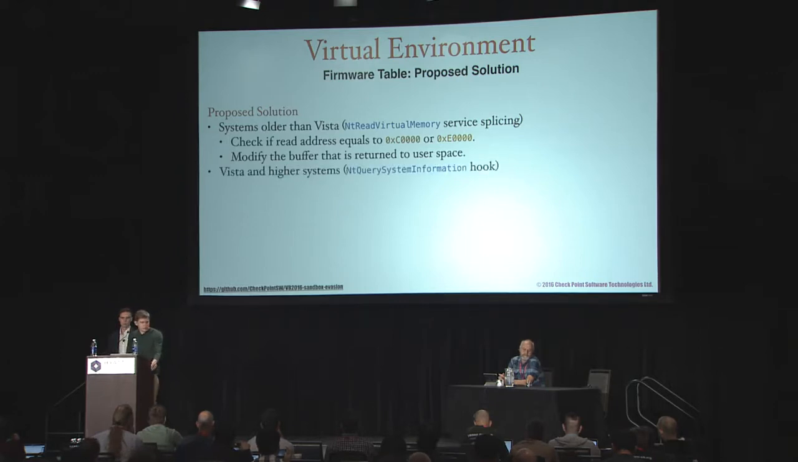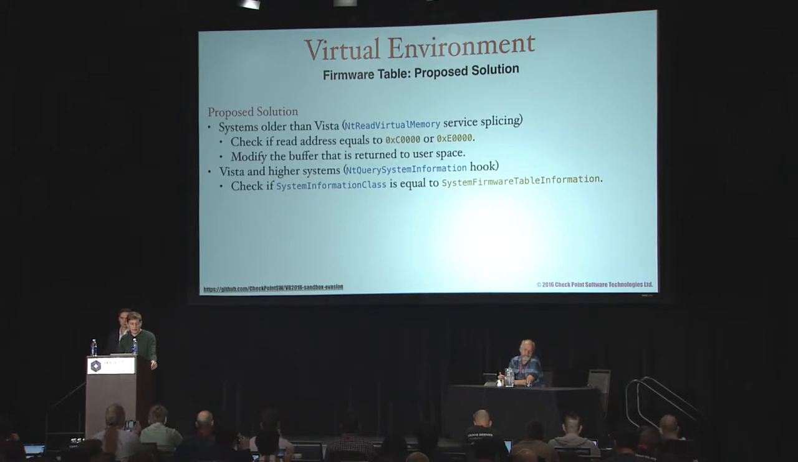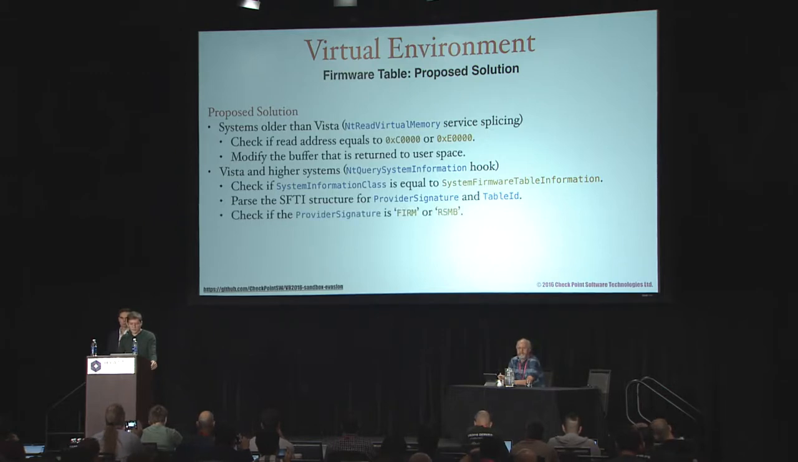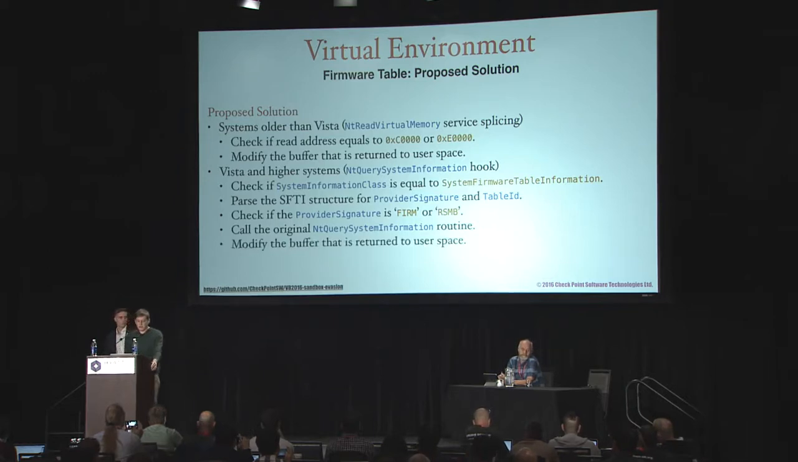On Vista and higher systems, we propose hooking the NtQuerySystemInformation service. First, you should check if the system information class is equal to SystemFirmwareTableInformation. Then we parse the SYSTEM_FIRMWARE_TABLE_INFORMATION structure and get the provider signature and table ID fields. Then we check if the provider signature is either FIRM or RSMB. And then we call the original NtQuerySystemInformation routine and take the same measures as we do with pre-Vista systems, modifying the buffer that will be returned to user space.